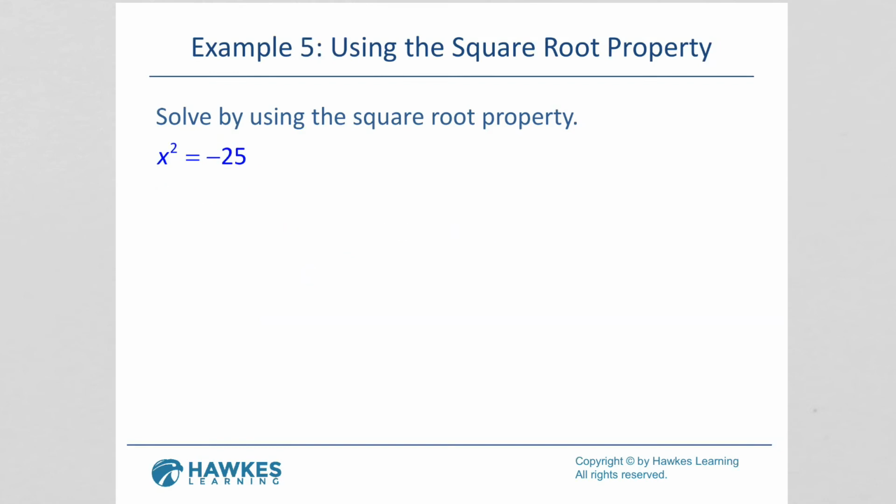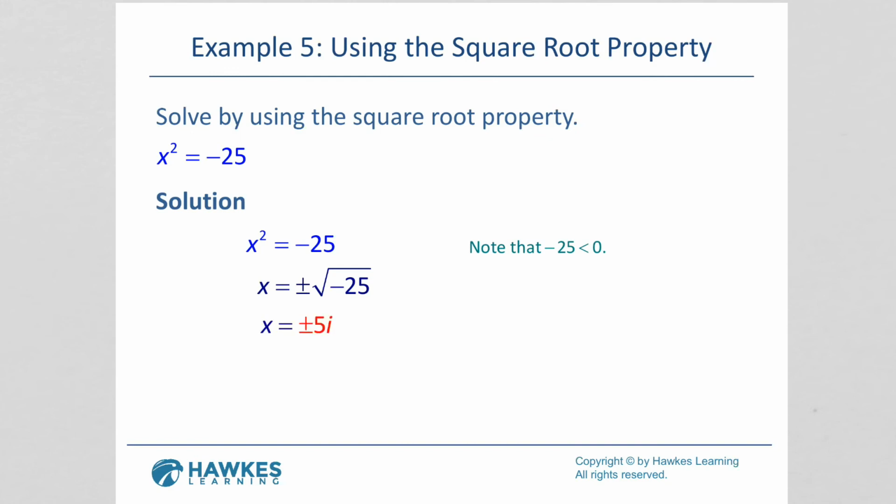Example 5, solve by using the square root property. x squared equals negative 25. Note here that negative 25 is less than 0, so we're going to have imaginary roots for our solutions. The x squared term is isolated, so I'm going to take the square root of both sides. x equals plus or minus the square root of negative 25, which means x is equal to plus or minus 5i.